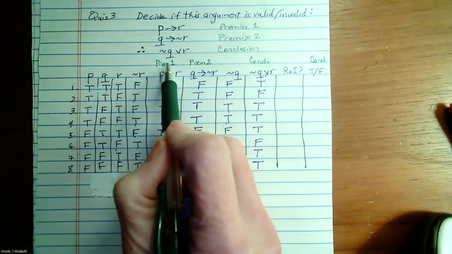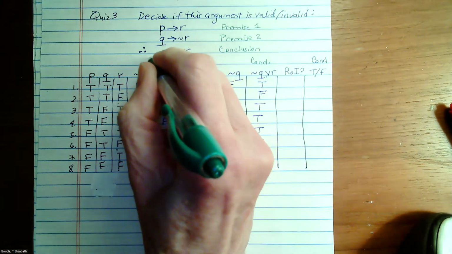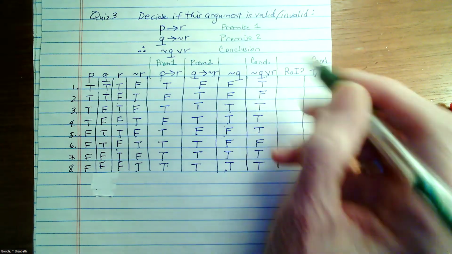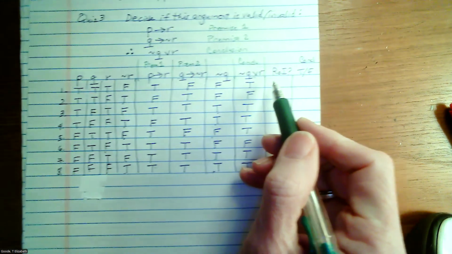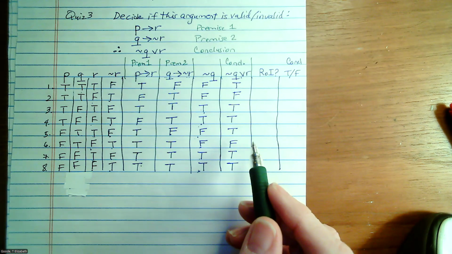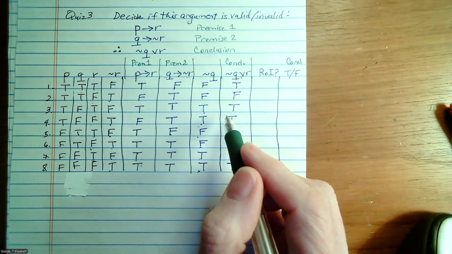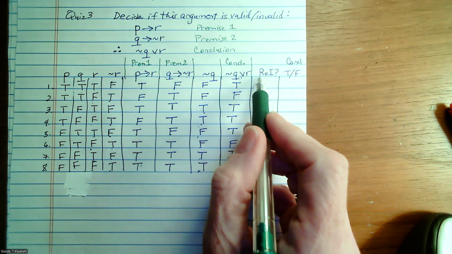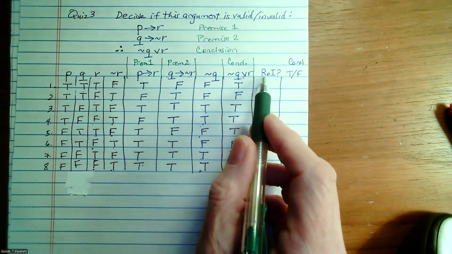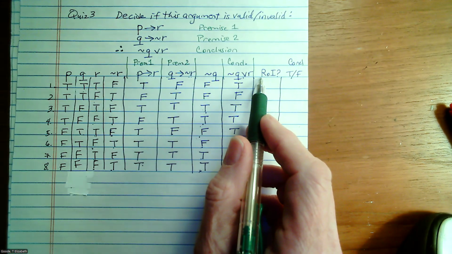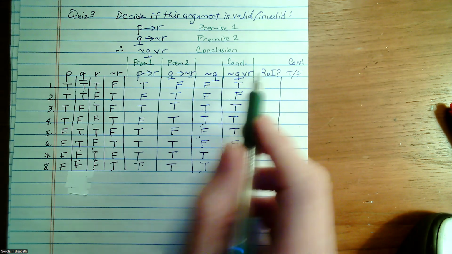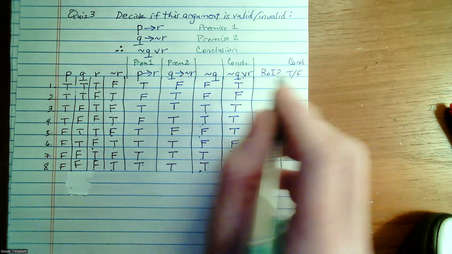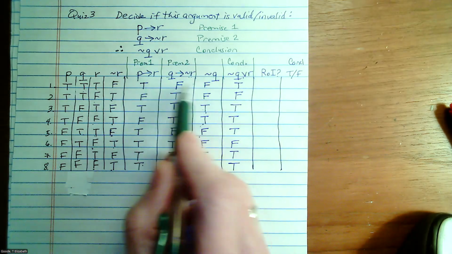So now we've got our premise columns made and our conclusion column made, and we've labeled those columns premise 1, premise 2, and conclusion, right? So we know what we're looking at. Now we're going to identify the rows of interest. What are the rows of interest? They're rows in which all the premises are true, okay? So in row 1 the first one is true and the second one is false. So that's not a row of interest. So we can skip that row.